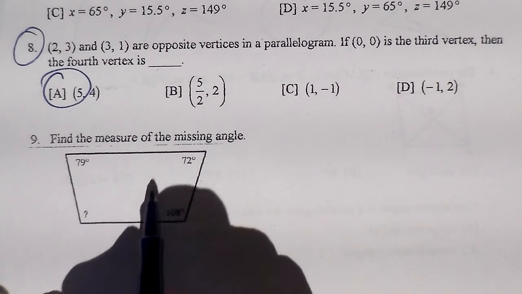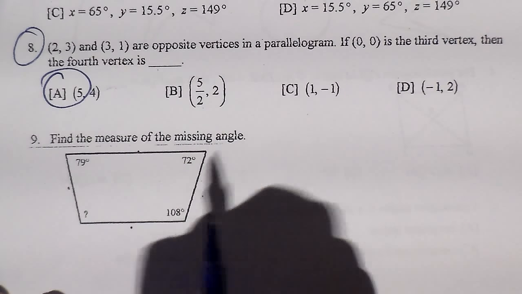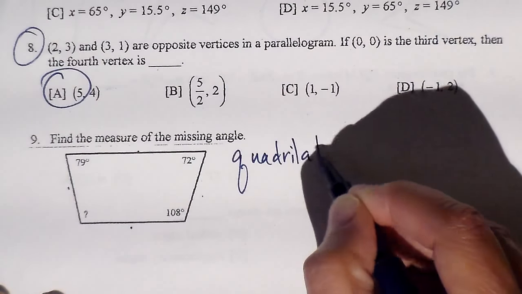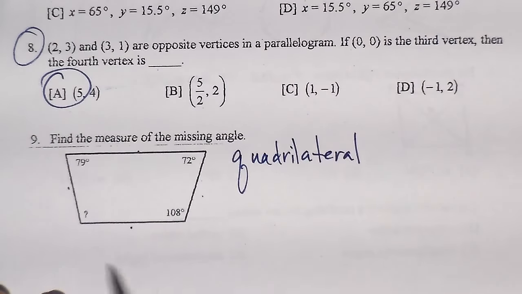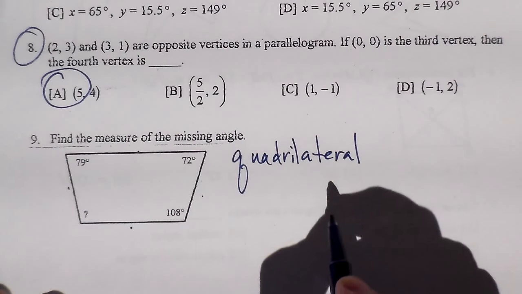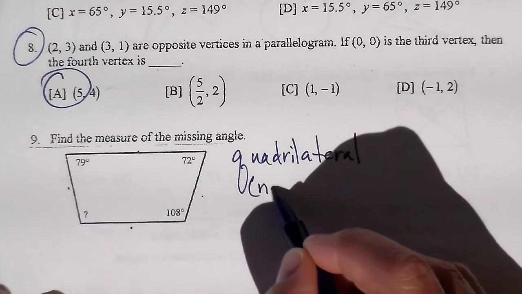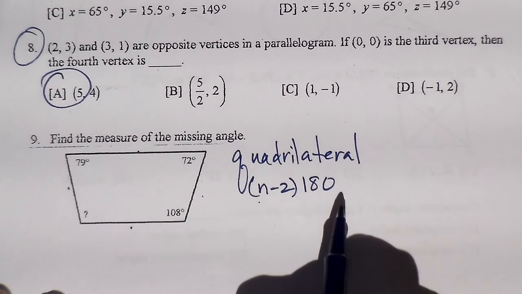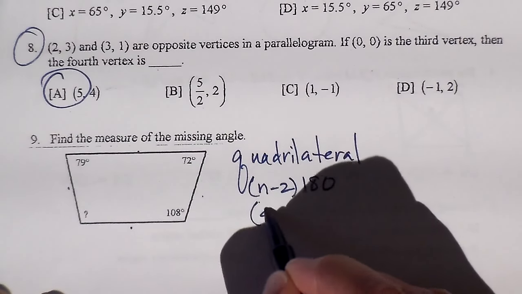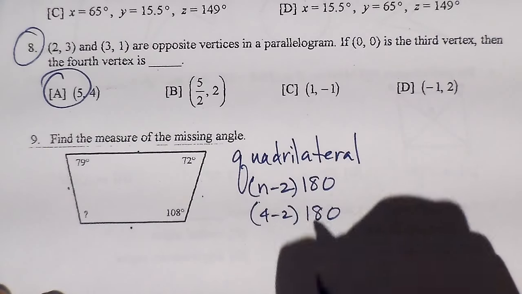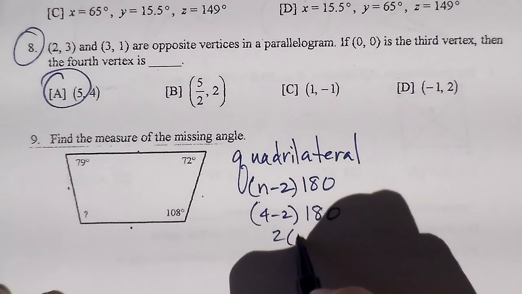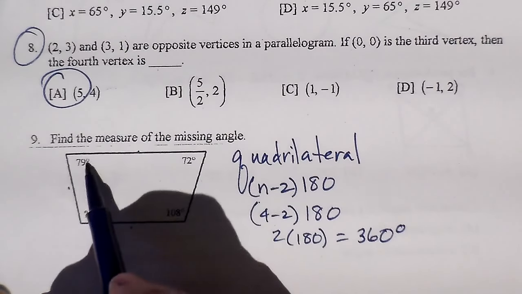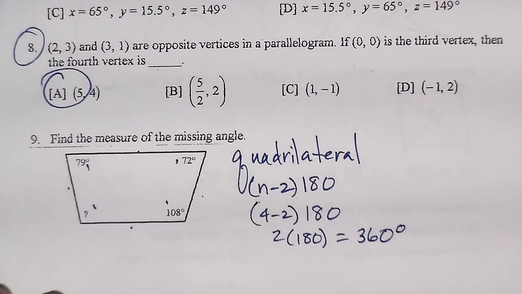It says find the measure of the missing angle. Well, what kind of polygon is this? That's right, it's a quadrilateral. Good job, guys. Since it's a quadrilateral, the interior angle sum, remember, is (n minus 2) times 180, which is (4 minus 2) times 180, which is 2 times 180, which is 360 degrees. So all 4 of these angles have to add to 360.